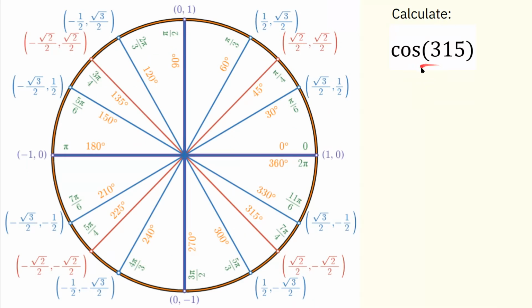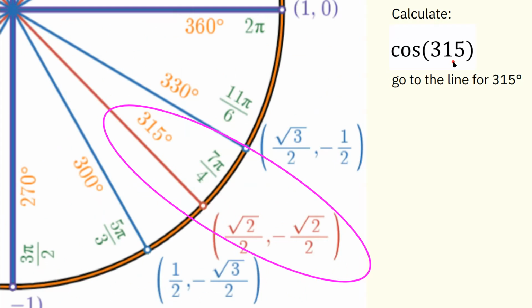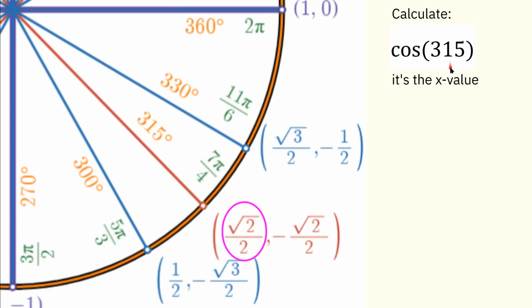Okay, let's do cosine 315. So go to 315. Cosine is x, and there's 315. And cosine is x, so it's just root 2 over 2. Done.